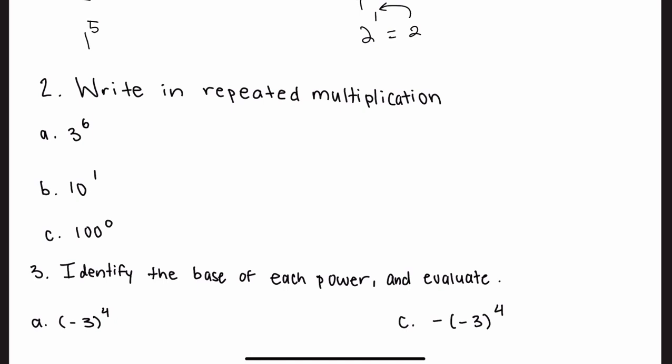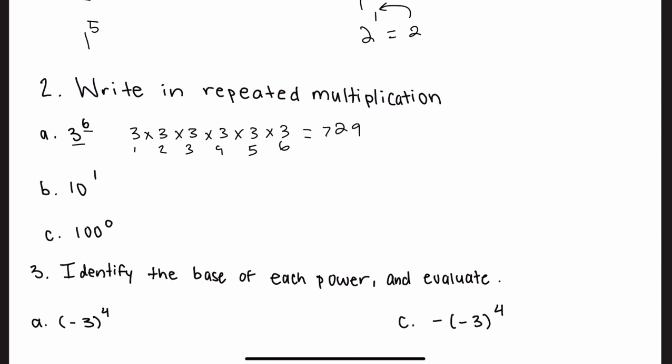So the next question we have is write in repeated multiplication. So here, what is our base? Our base here is 3, and our exponent here is 6. So this just means that we're going to be multiplying 3 6 times over and over. It's going to be 3 times 3 times 3 times 3 times 3 times 3. So you guys can also write at the bottom if it helps you guys.